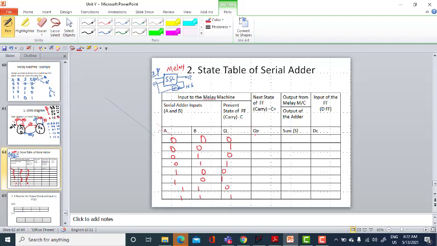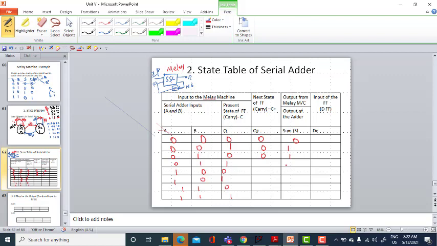These are all the possible combinations of input. And for this we know, when 0, 0, 0, your sum is 0, carry is 0. 0, 0, 1, sum is 1, carry is 0. Sum is 1, carry is 0.